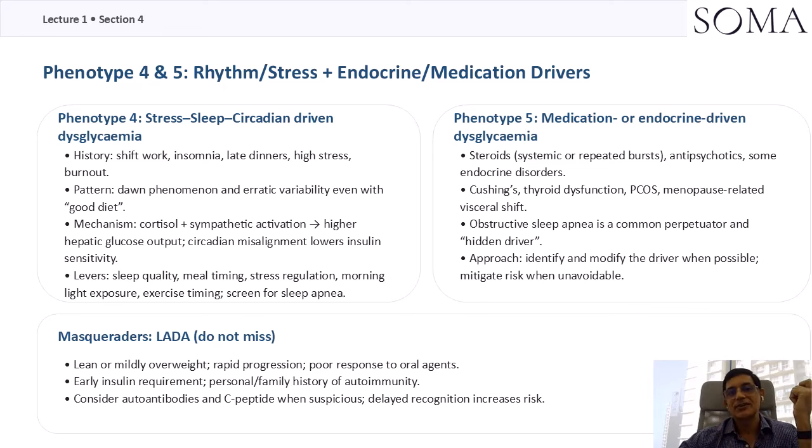In the next session, we'll talk about what reversal actually means, because once you understand phenotypes, you understand why reversal is possible in some patients, partial in others, and not realistic in a few.